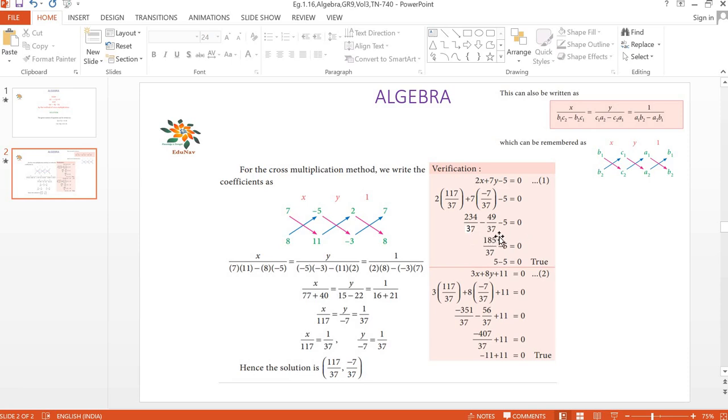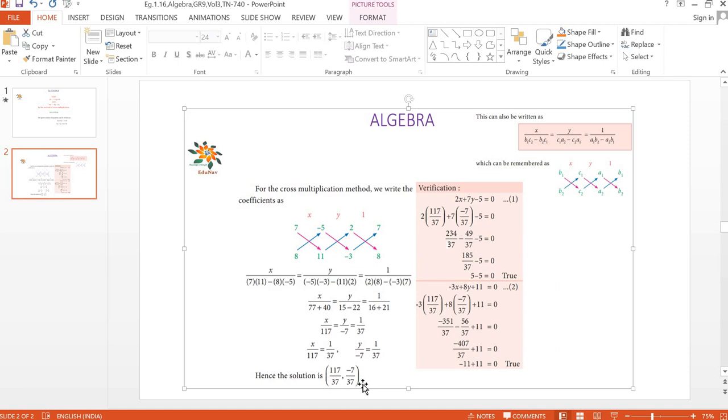Further simplifying by taking the LCM to be 37, we have 234 minus 49 to be 185 divided by 37 minus 5 equals 0. But what is 185 by 37? That value is 5. So 5 minus 5 equals 0, and the right hand side value is also equal to 0, which means we have verified the first equation. Since we have verified LHS equals RHS for x = 117 by 37 and y = -7 by 37, it means our answer is correct.